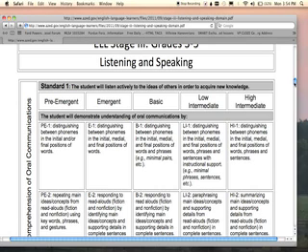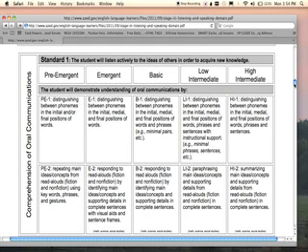But we're still going to refer to our 3 areas. They're just going to be pre-emergent and emergent, corresponding to our beginner students, basic and low intermediate, corresponding to our intermediate kids, and high intermediate being our advanced students, because our extremely advanced students, again, will not need scaffolds that are particularly different from those of any of our students.